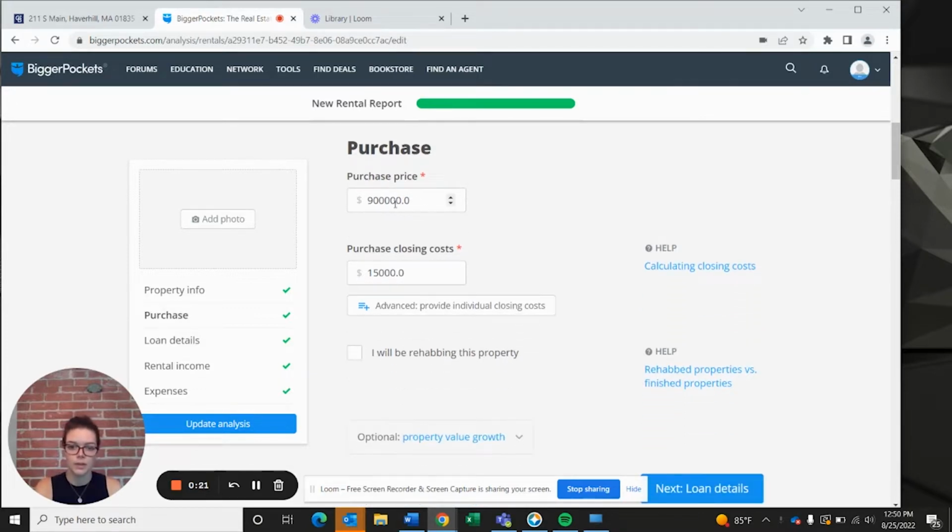First, we enter the purchase price, $900,000, and then the closing cost. We estimate very conservatively that the closing costs are 2% of the purchase price. We estimate all of our numbers very conservatively so we can determine whether or not we will cash flow with conservative numbers. If we are cash flowing conservatively, then anything else is just a huge bonus for us.